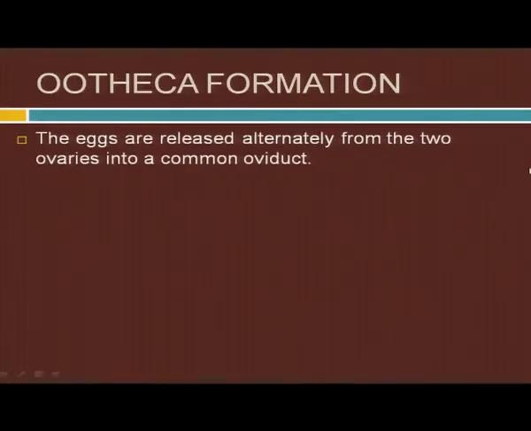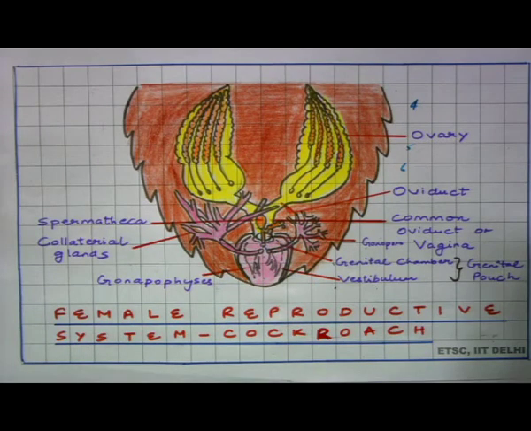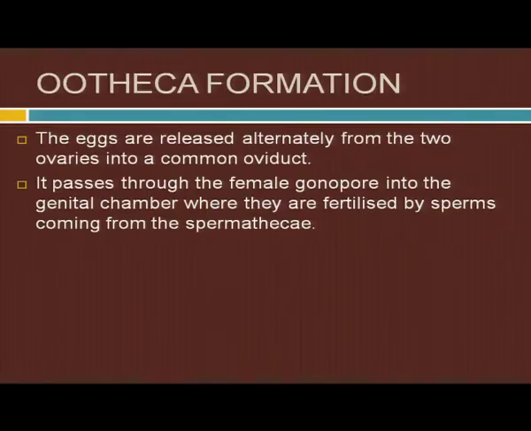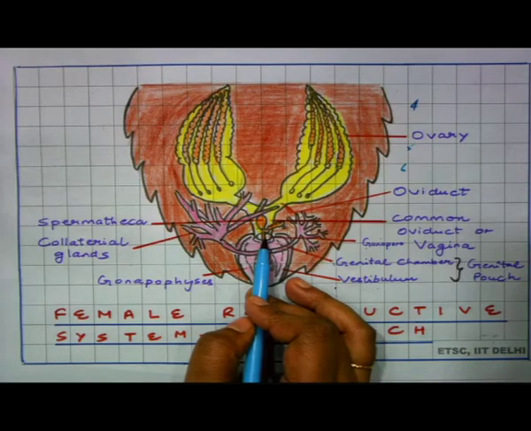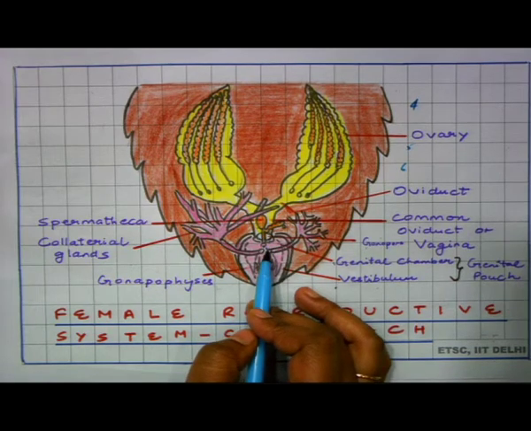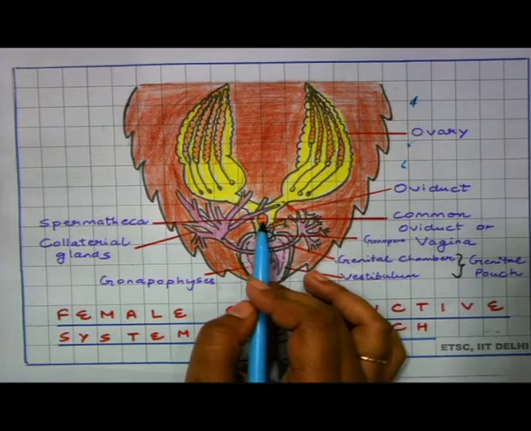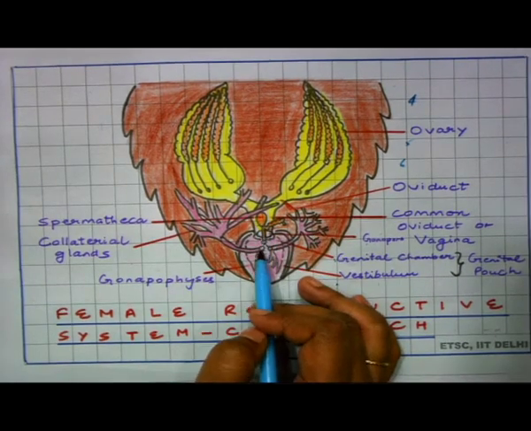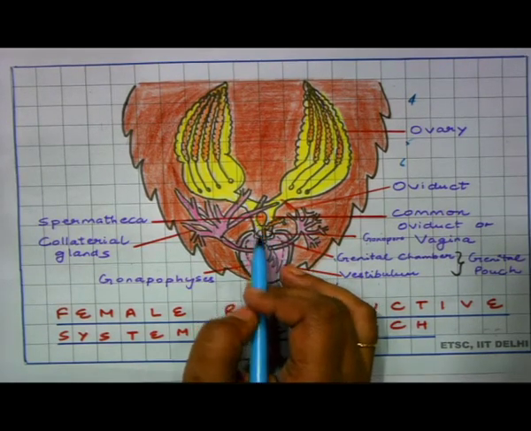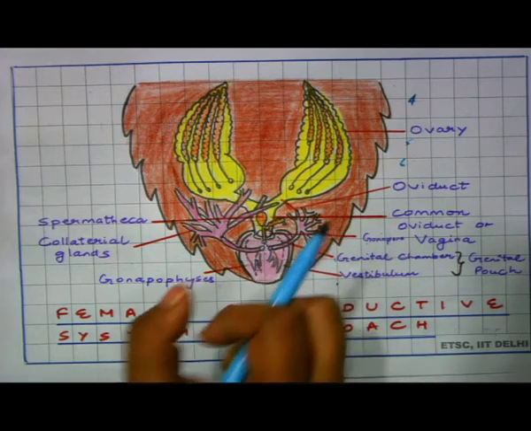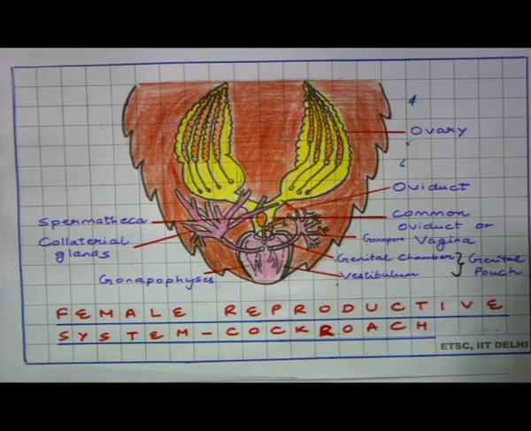The eggs are released alternately from the two ovaries into a common oviduct. It passes through the female gonopore into the genital chamber. This is the female gonopore. It will enter into the genital chamber, where they are fertilized by the sperms which are coming from the spermatheca. So, the spermatheca is used for temporarily storing the sperms which have been received by the process of copulation.